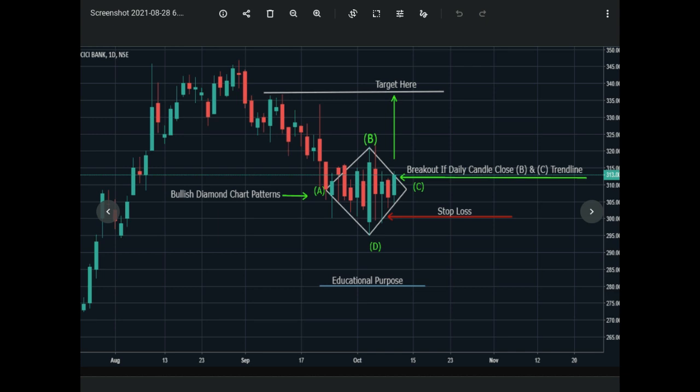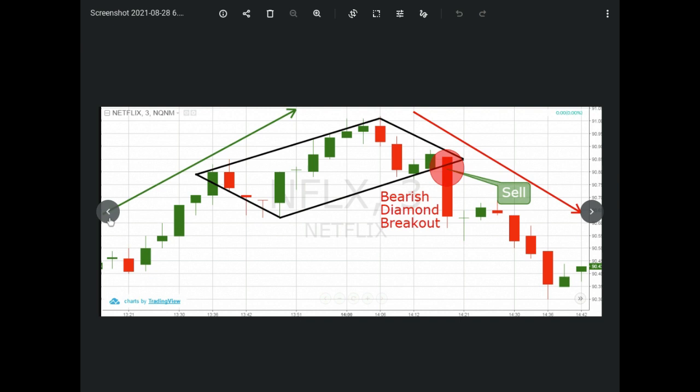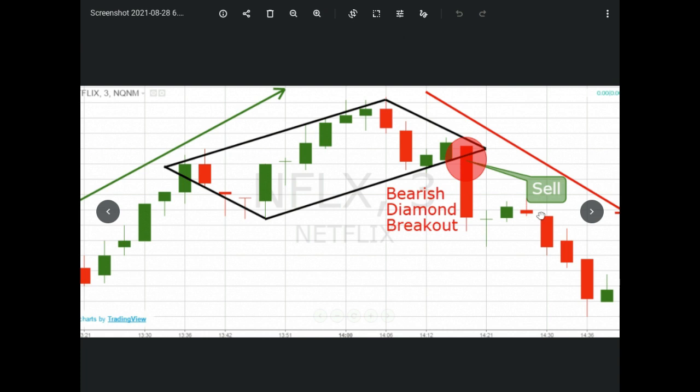Now, the next chart pattern is a bearish diamond top. Bearish means down, it's going down. And so what you're looking at is again showing you what it will look like with the candles. Directional bias, bearish. Pattern type, reversal.